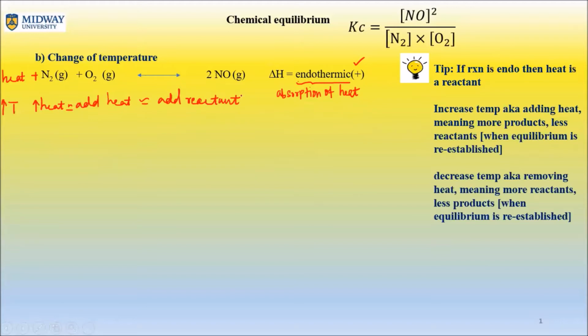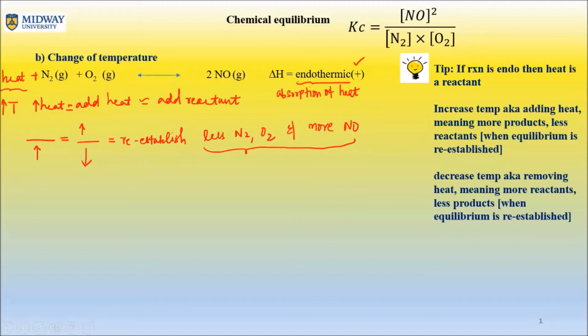Now, you do not have to memorize anything. All you have to remember is whether heat goes on this side or on this side, depending on whether it's exo or endo. So if you add reactant, all of a sudden your denominator is higher, but we want it to come back to the original equilibrium value. That means the numerator has to go up, and the denominator has to go down, to reestablish equilibrium, right? So what does that mean? That means we have to have less N2 and O2 and more NO when equilibrium is reestablished, right?